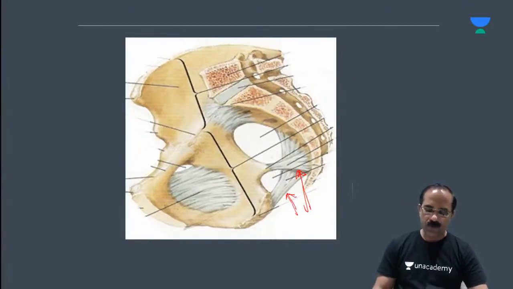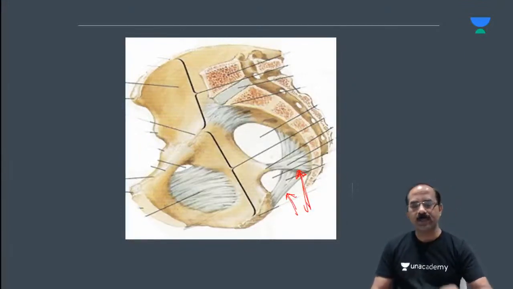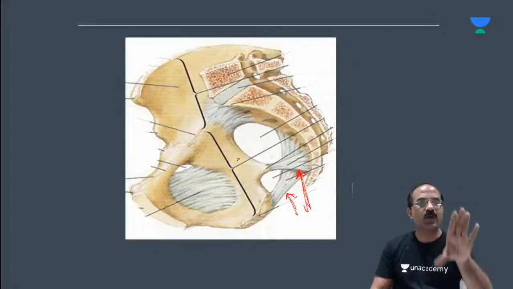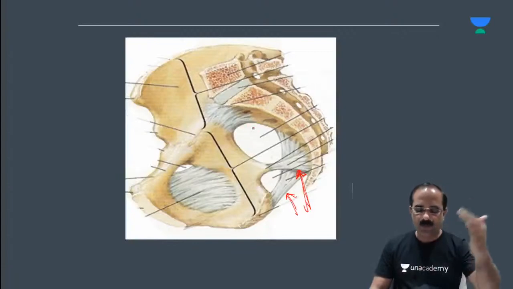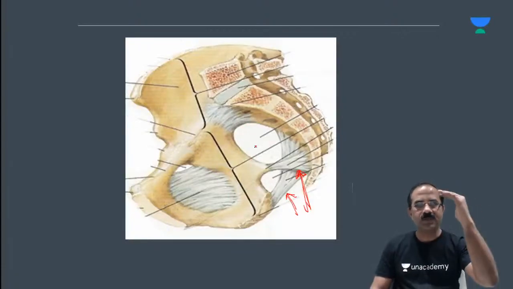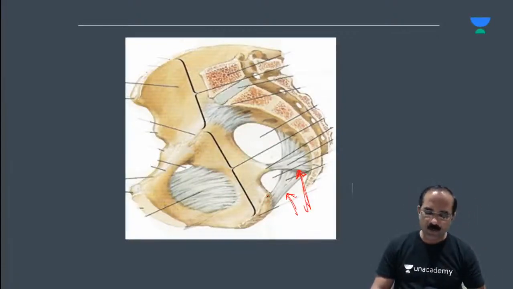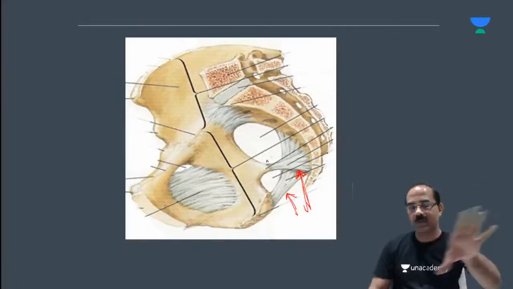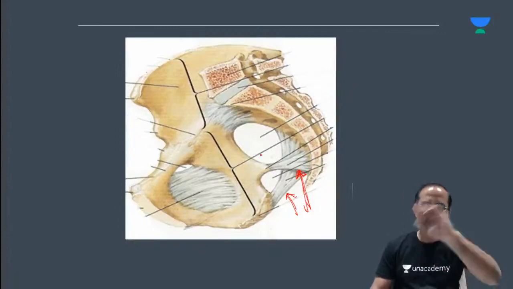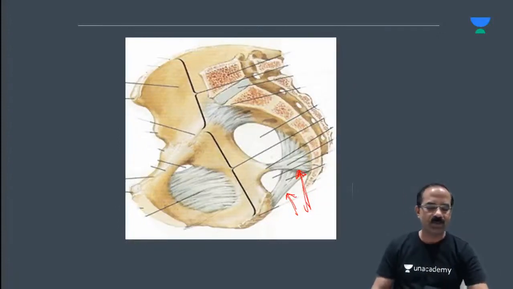The sacrotuberous and the sacrospinous ligaments are going to convert these notches into two foramen. Do foramen ban te hain. What is this foramen that you get? The greater sciatic foramen. And what is this foramen? The lesser sciatic foramen. That's how you get the greater and the lesser sciatic foramens. Pehle notches hote hain, baad mein ye foramen ban jate hain.